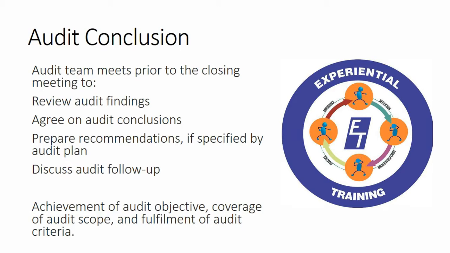Another thing which the audit team needs to ensure here is that their audit objective has been achieved. What was the purpose of the audit, has that been achieved or not, and all the audit scope which they planned to cover, whether all that area has been covered or not, and they make sure that the audit criteria is fulfilled. So if this was an ISO 9001 audit, they make sure that all the requirements of ISO 9001 are being complied with or not. So that is the audit conclusion, and once everything is agreed, now this audit team will go and present the audit findings to the auditee management.